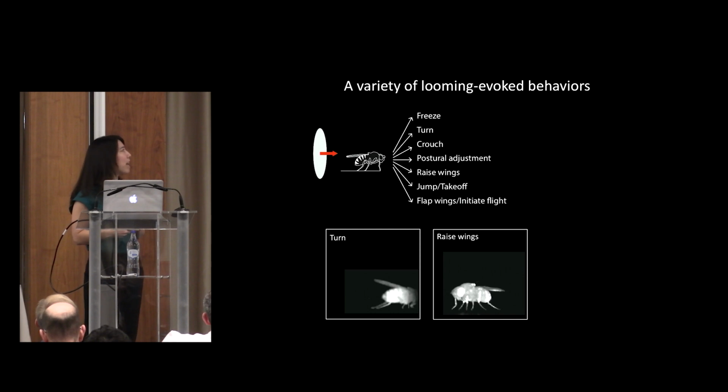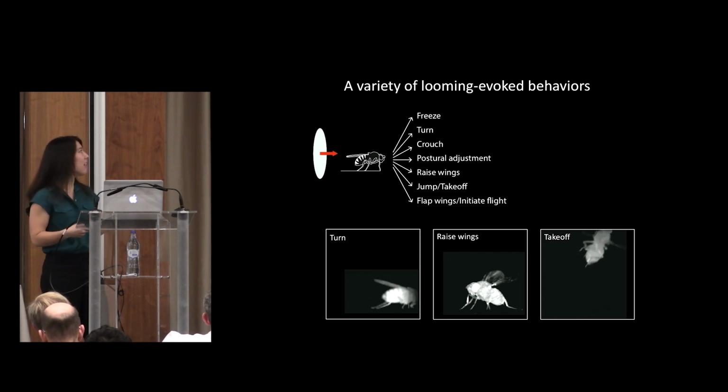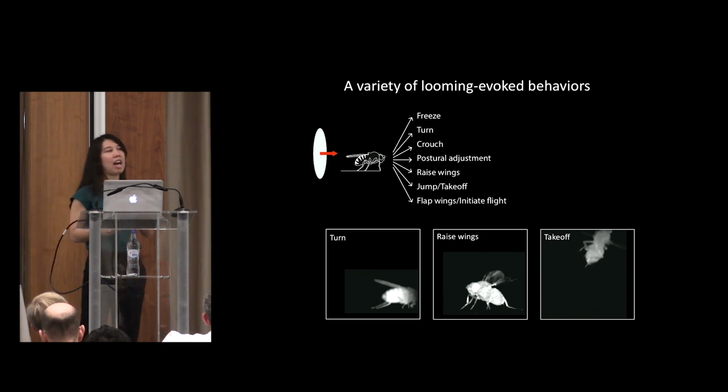It might sort of back up and pop up its wings in preparation to take off, or it might actually take off the ground, leaving the area. And it's not just that a fly selects any one of these particular behaviors, but in fact, the fly can compose these into a sequence.